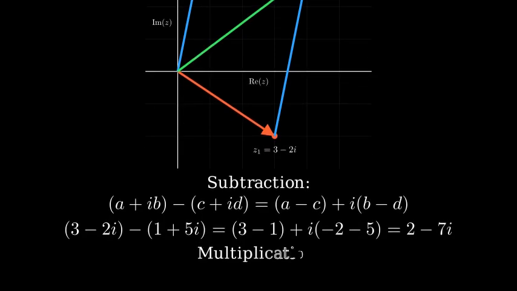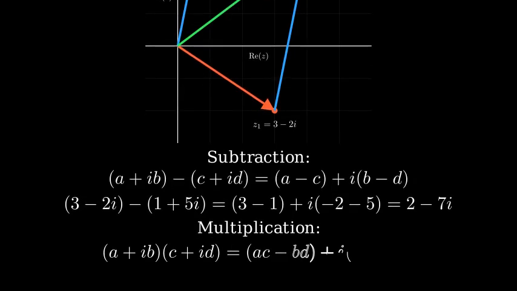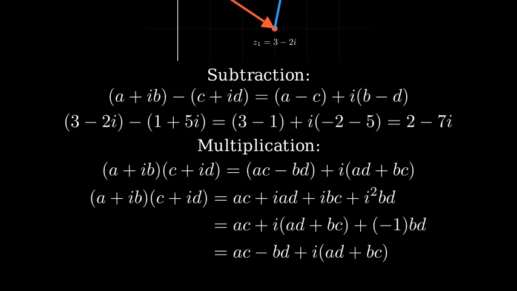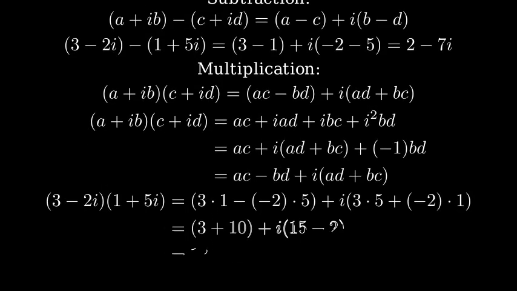Next, let's look at multiplication. When we multiply two complex numbers, a + ib and c + id, we get (ac - bd) + i(ad + bc). This result comes from distributing the terms and remembering that i² = -1. For example, if we multiply 3 - 2i and 1 + 5i, we get (3·1 - (-2)·5) + i(3·5 + (-2)·1), which equals 13 + 13i.